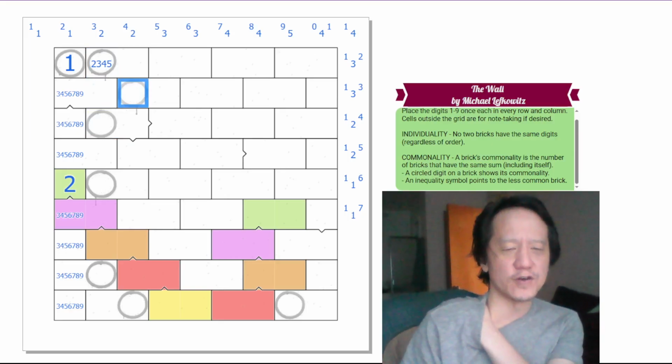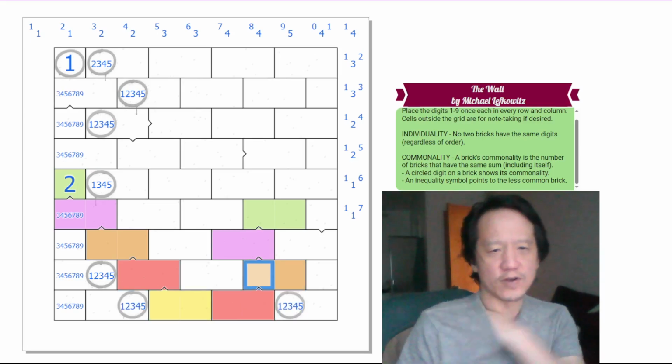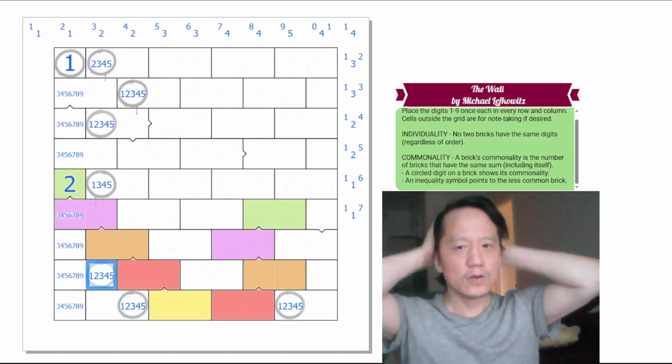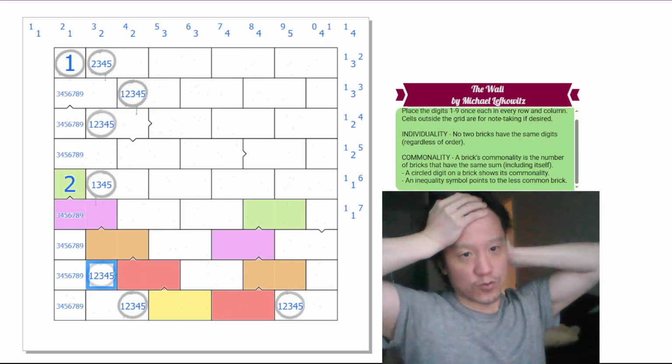So that's 2 through 5. 1 through 5 here. 1 through 5 here. 1, 3, 4, 5. 1, 2, 3, 4, 5. 1, 2, 3, 4, 5. And 1, 2, 3, 4, 5. No 2 bricks have the same digit regardless of order.